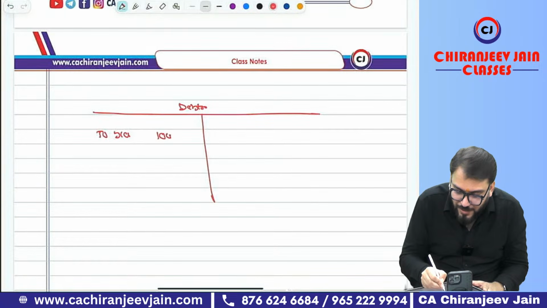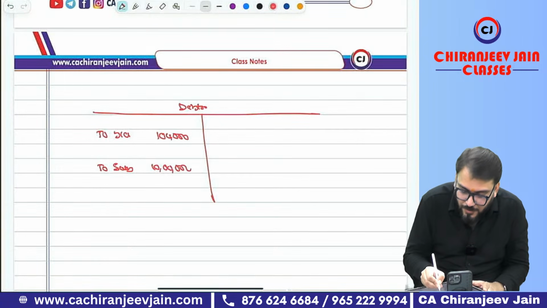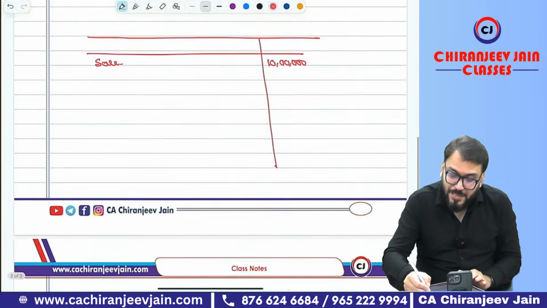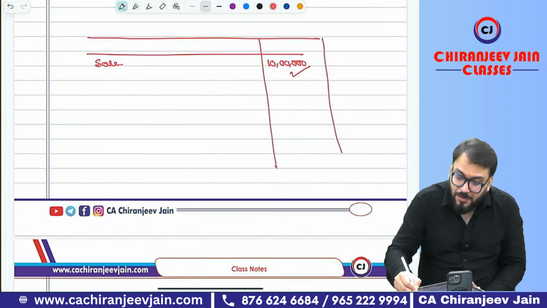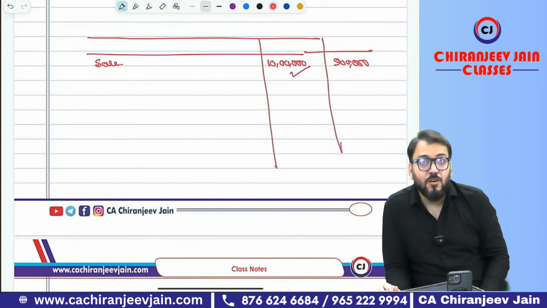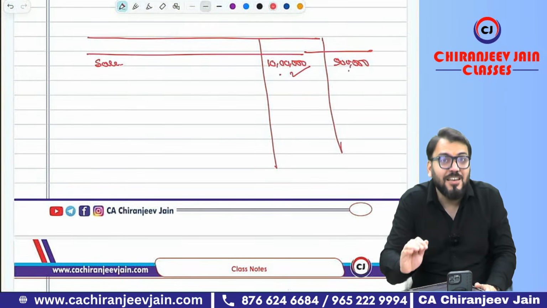Suppose your opening debtor was 1 lakh. Let's say all sales were credit sales. So sales is 10 lakh, but you collected during the year 9 lakh. So your closing becomes 2 lakh. For the P&L account you consider 10 lakh, but for the cash flow statement you should consider 9 lakh. So 10 lakh should be converted to 9 lakh. So we will say deduct 1 lakh.